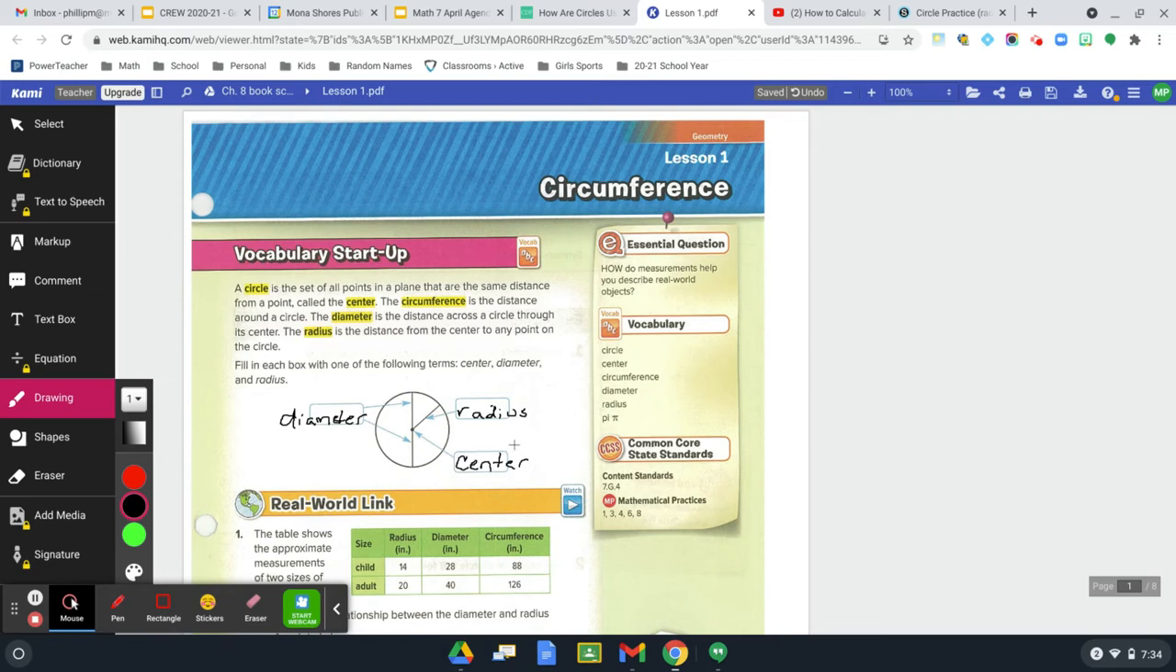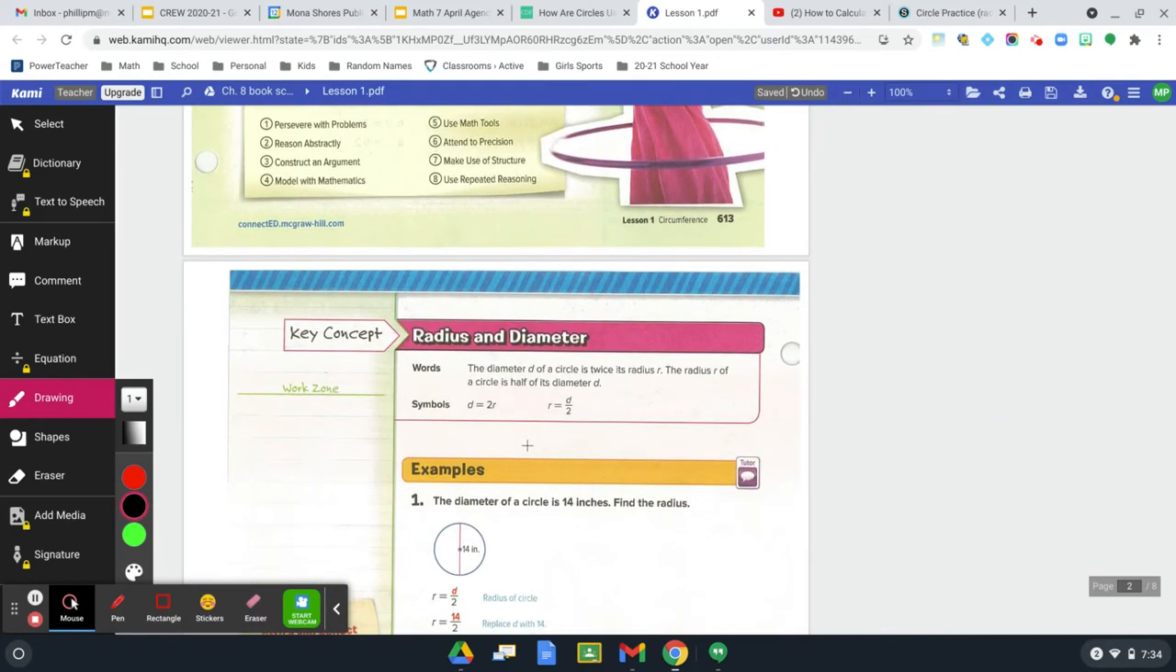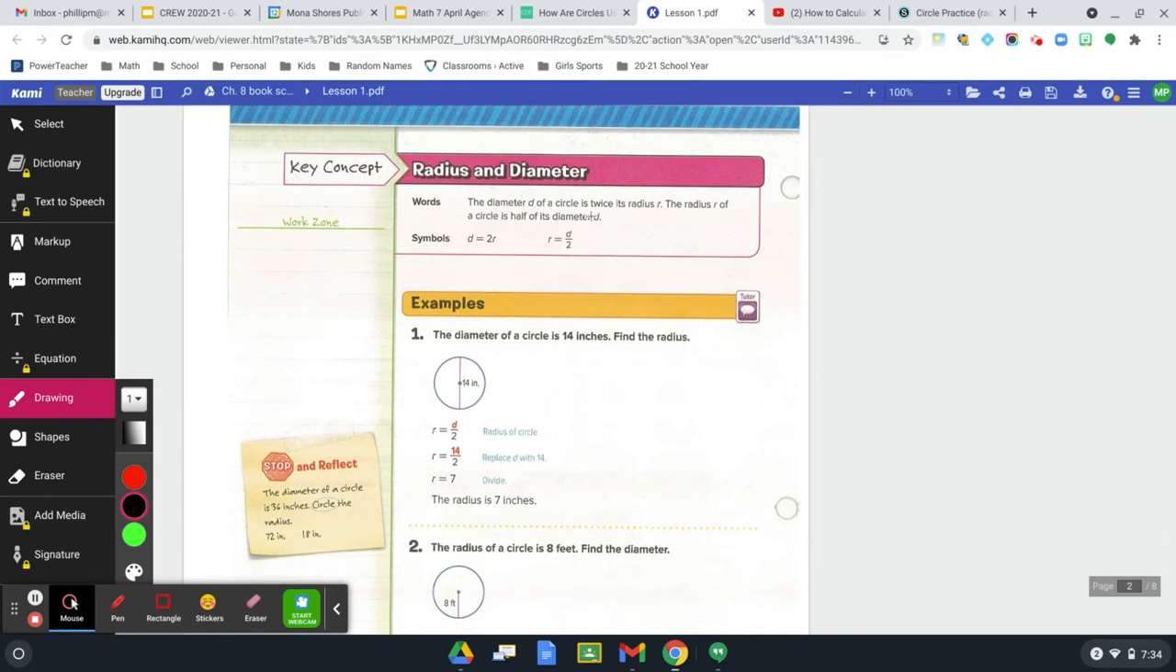So let's talk for a few minutes about radius and diameter. We're going to go to page 614 at the top here. This is a key concept for us for sure, because we definitely use both. They're crucial for us to understand how to calculate the circumference of a circle, the perimeter around a circle, as well as when we get into area inside the circle in the next few days. So it says the diameter, D, of a circle is twice its radius, R. So D, diameter, equals twice the radius.